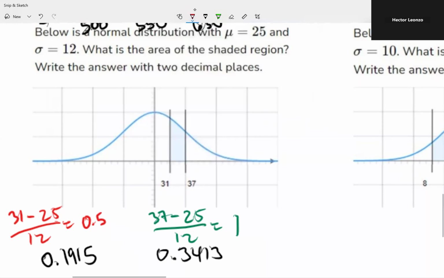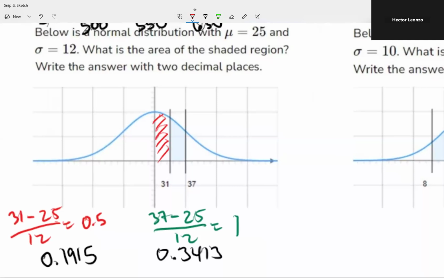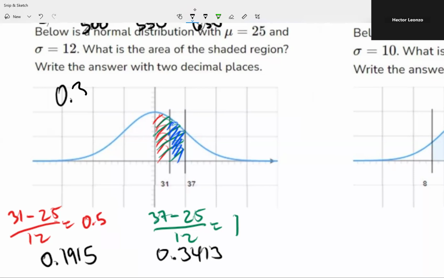For the red, I want us to point out, this is what I have. For the green, this is what I have. My shaded region, what I'm asking you guys to find, is this. So what can I do with the red and the green to find the blue? In my case, let me just write 0.3413 minus 0.1915. You guys see that red area, the green area, the blue area? Then you have to go the green minus the red, and that gives you the blue.